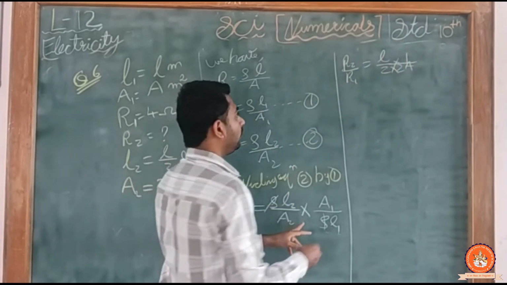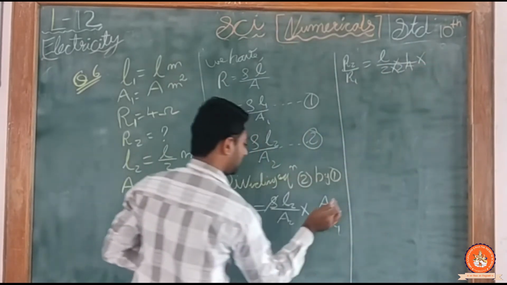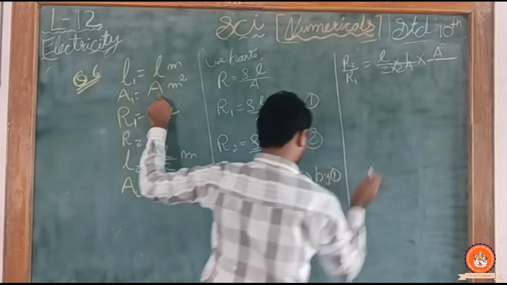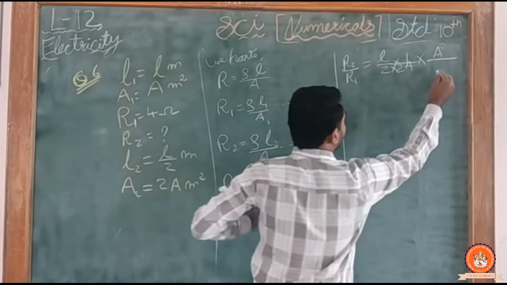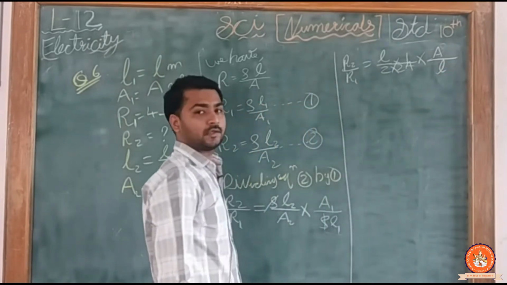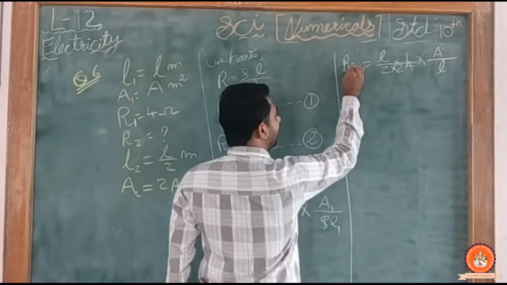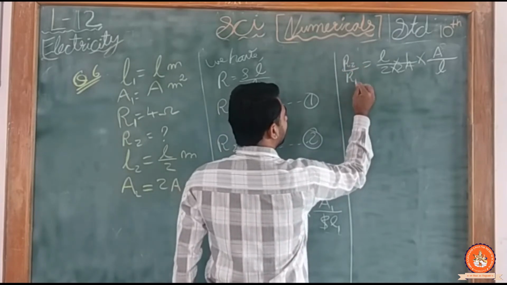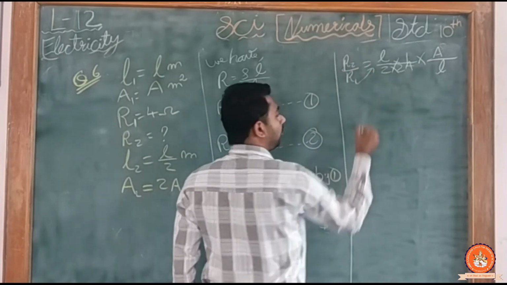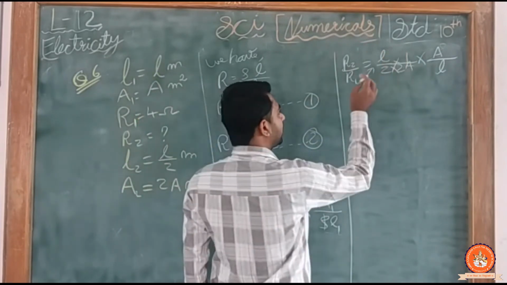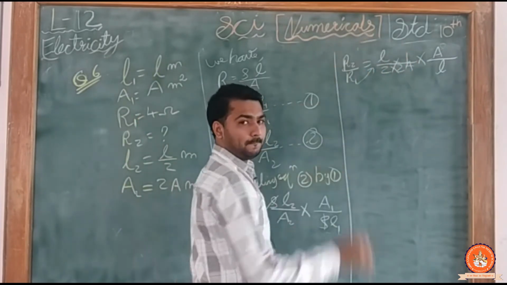क्लियर? नाउ ये देखिए A1 is equal to A. So I will write A. Then after that L1 is my L. I will write L. Clear? Nothing you have to do anything. Now I have to find R2. So this R1 will go on the other side of the equal to sign. Equal to sign के उस तरफ चला जाएगा. तो डिवाइड में तो क्या हो जाएगा, मल्टीप्लाई.